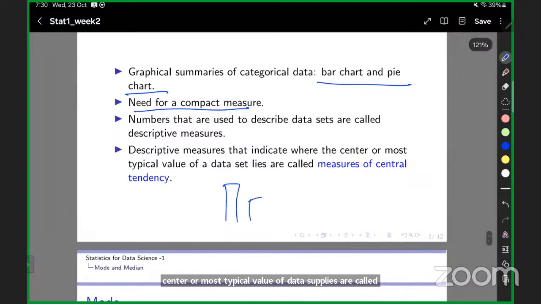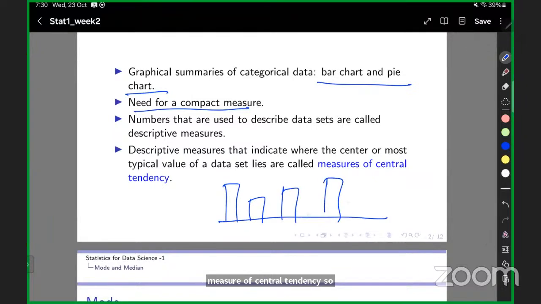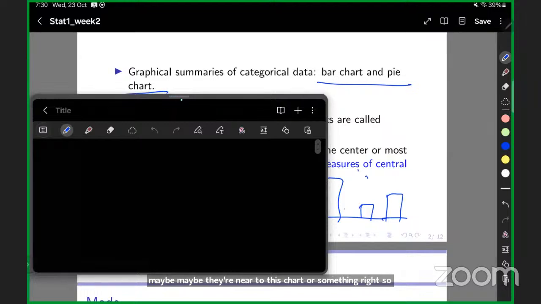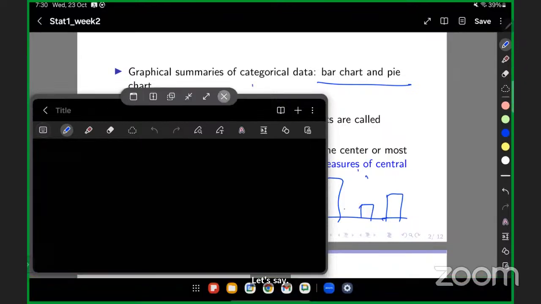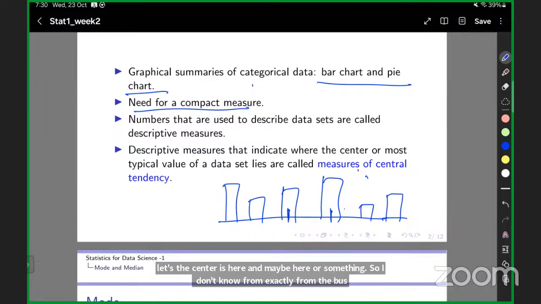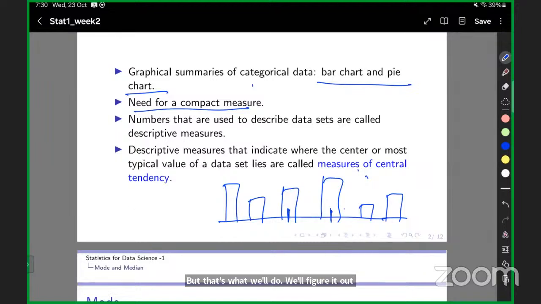So let's say your data is anything, like I'm plotting bars only. So these are bars, and where is the typical center of this kind of data set? You might think that maybe the center is here, or maybe near this bar, or maybe here. I don't know exactly from the bars, but we'll figure it out the math way. We'll use multiplication and division, and then we'll figure out these descriptive measures.